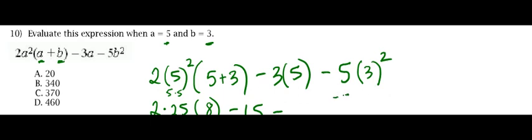So this becomes minus 5 times 9. If you take the 5 times the 3 and then square your answer, you'll get the completely wrong answer. So 5 times 9 is 45, so I have to subtract 45 here. Then I need to go over here and do 2 times 25. I'm going to run out of room, so I'm going to come over here. 2 times 25 is 50, so I'll have 50 times 8. I'll subtract 15, and I'll subtract 45.